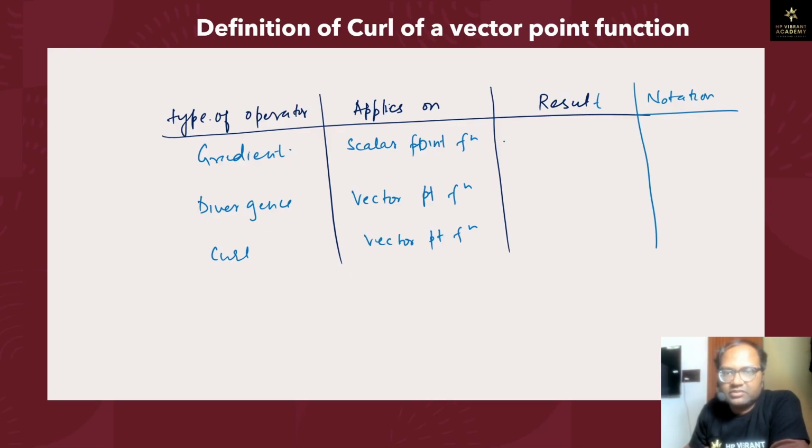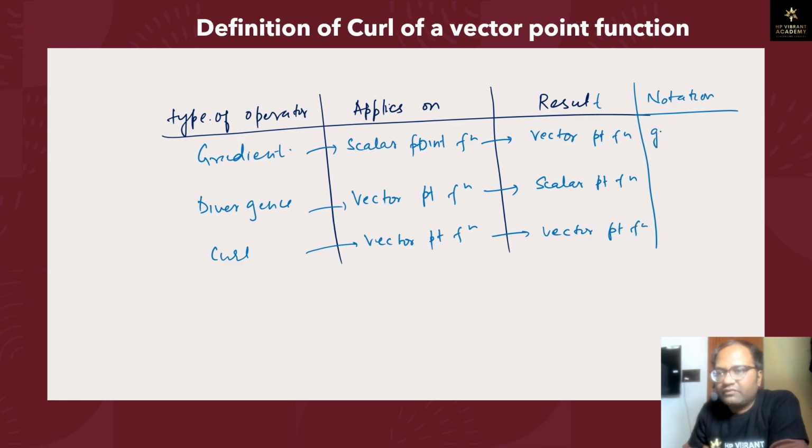And the result of this is, on application of gradient on scalar point function, the result is a vector point function. On application of divergence on vector point function, the result is scalar point function. On application of curl on vector point function, the result is a vector point function.